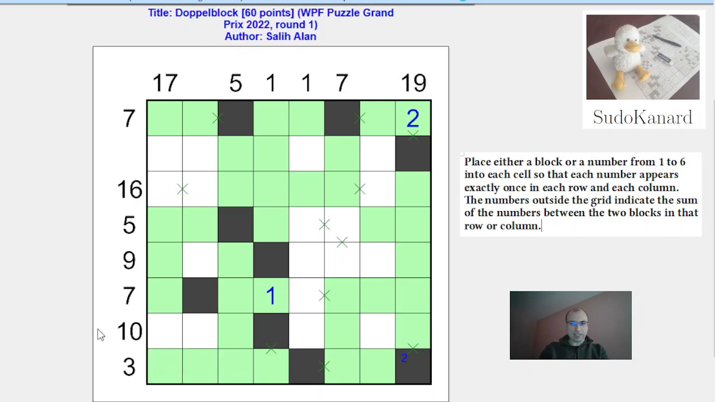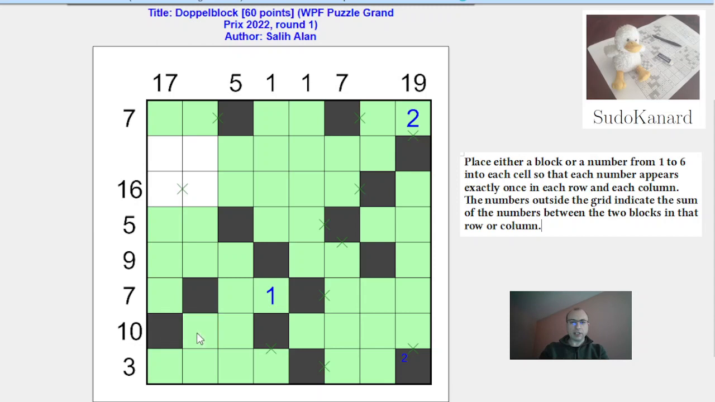And so 10, this couldn't be a block. This has to be a block for this 7. This couldn't be a block. 9 needs at least 2 digits. So the block is here. This column is not complete. This column now must be completed. 16, so there's a block here. This column is now complete.